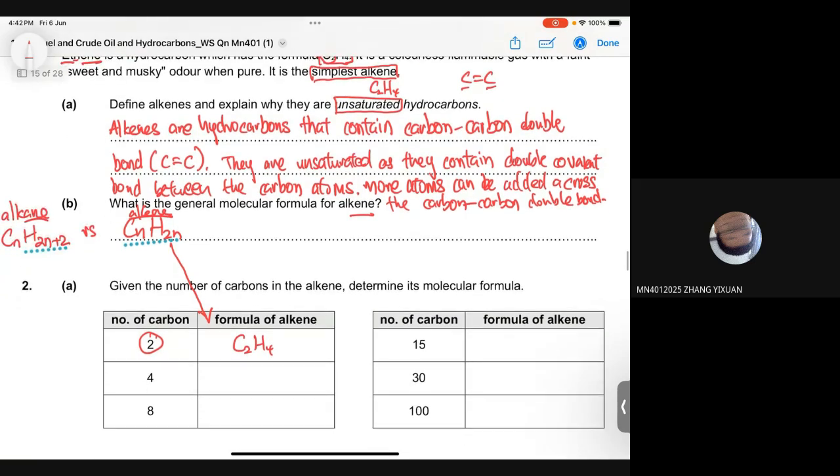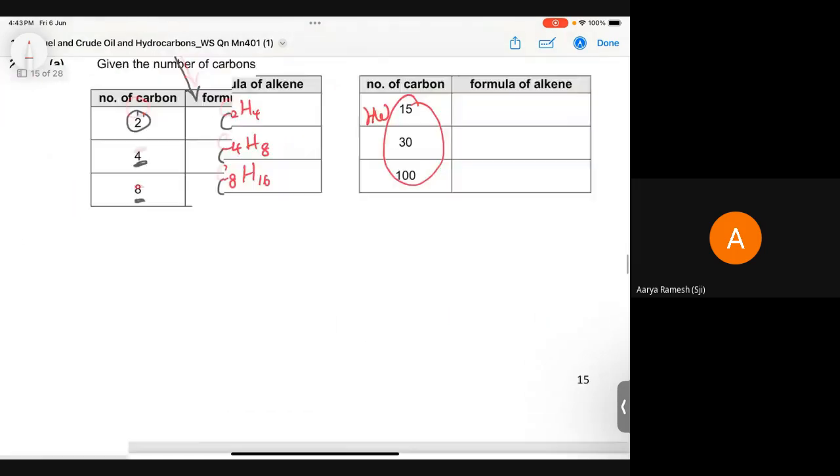Next one, Arya, you help me. C4, this one how? C4H8. Okay. Now Arya's turn. C8H16. Correct. Okay, so this one will be your homework. You're going to try this one. It's about getting used to applying the general formula. Okay, let's move on.